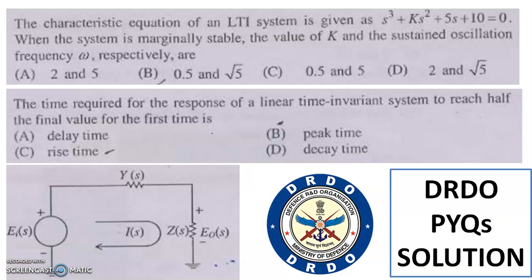The candidates who are preparing for these DRDO Scientist B positions: of course, the notification is released, but the online application link is not yet released. So the examination might take place within 1 or 1.5 months.